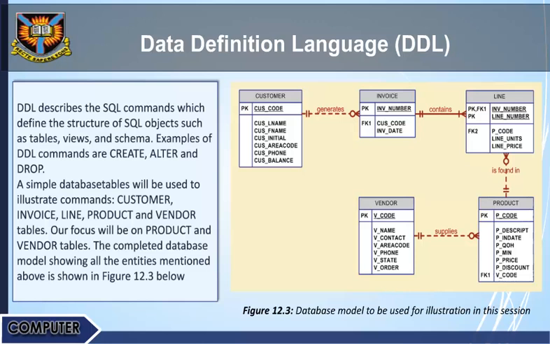A simple database of tables will be used to illustrate commands: customer, invoice, line, product, and vendor tables. Our focus will be on the product and vendor tables. The completed database model showing all the entities mentioned above is shown in figure 12.3 below.